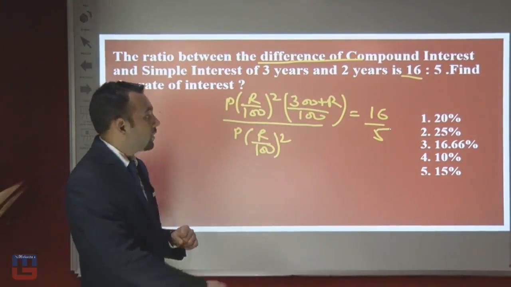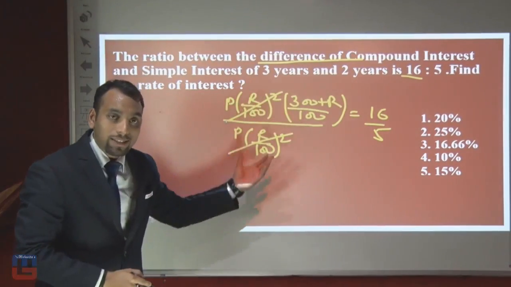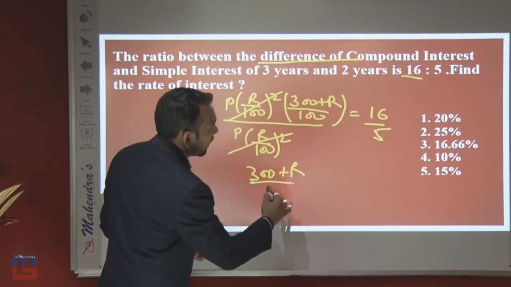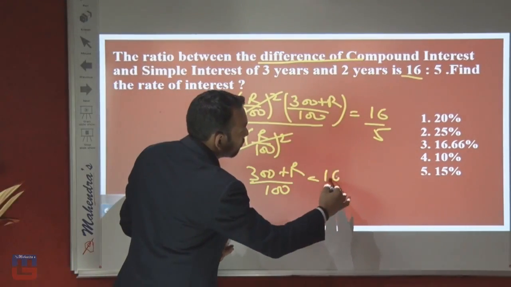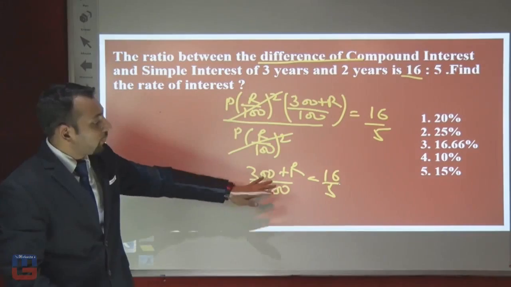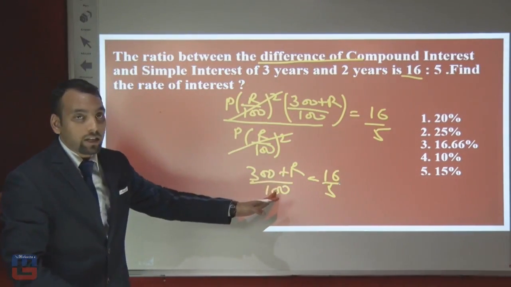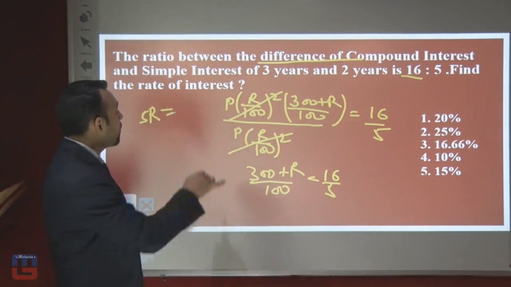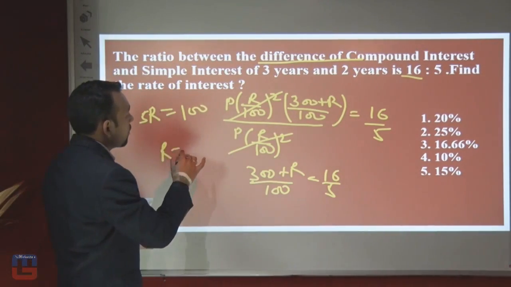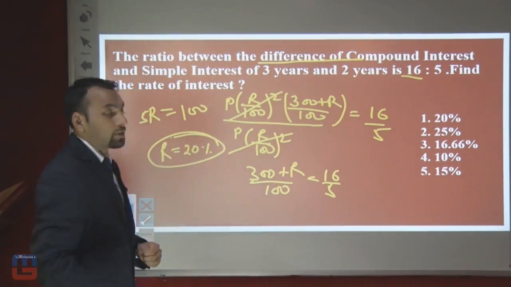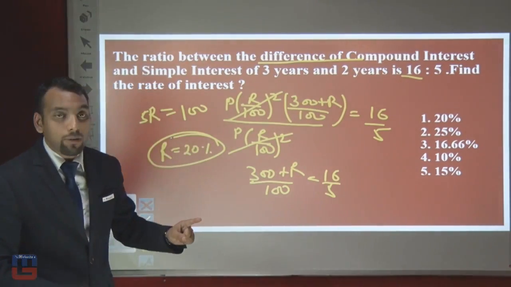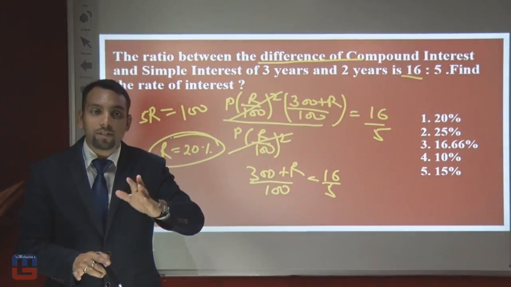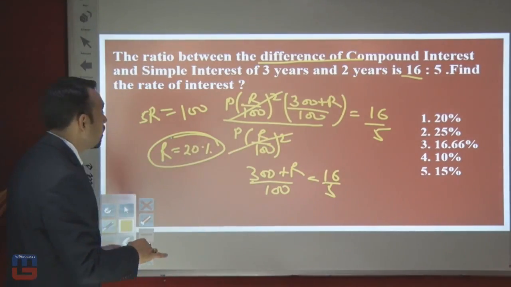16/5. Now see, this will be cancelled, right? So here we will get 300 plus R by 100 equal to 16/5. Now solve this: 1500 plus 5R equals 1600. So directly we can say that 5R will be equal to 100, so R will be equal to 20%. If you see this type of question in the examination, don't do anything, just put in this formula and you will get the answer quickly. Right, now move to the next question.